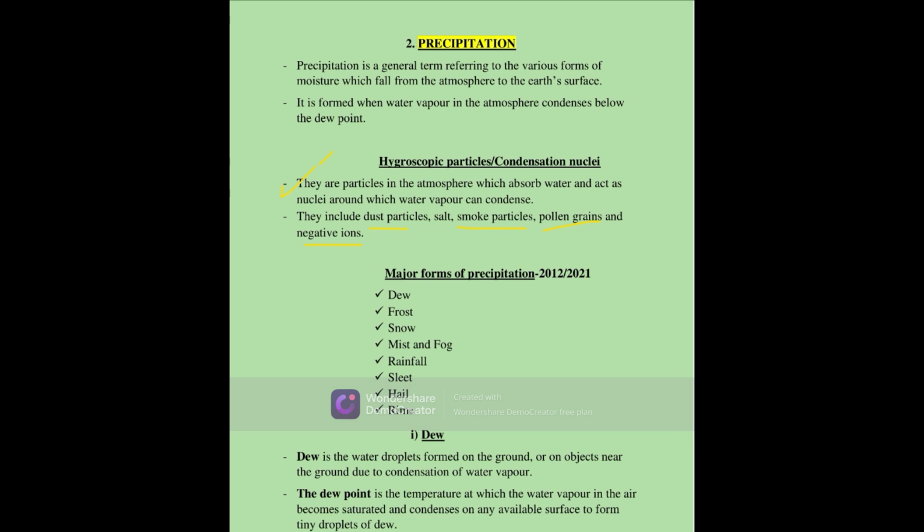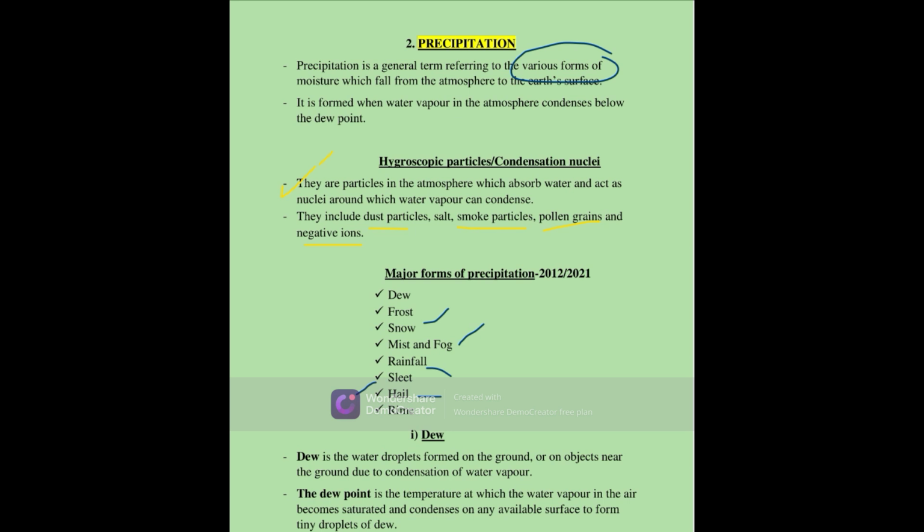We want now to look at the major forms of precipitation, because when we were doing the introduction, we said that precipitation is a general term used to refer to various forms of moisture from the atmosphere to the earth's surface. Some of the forms of precipitation include dew, frost, snow, mist and fog, rainfall, sleet, hail and rain.